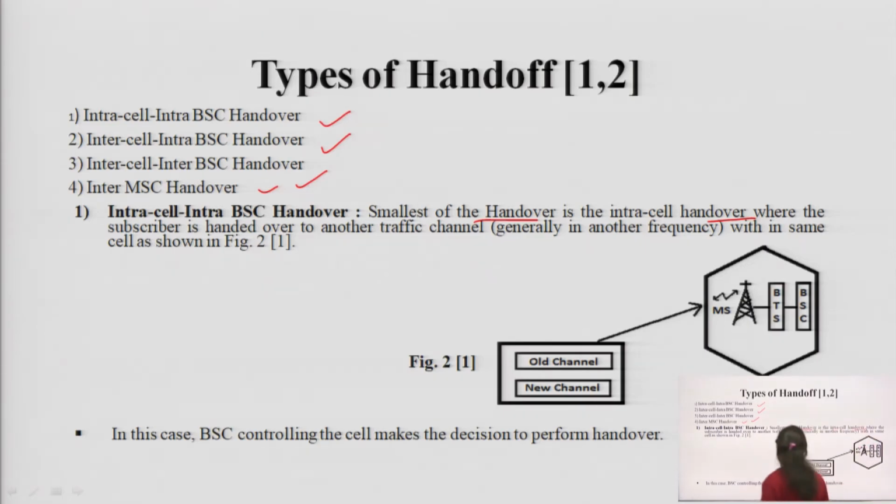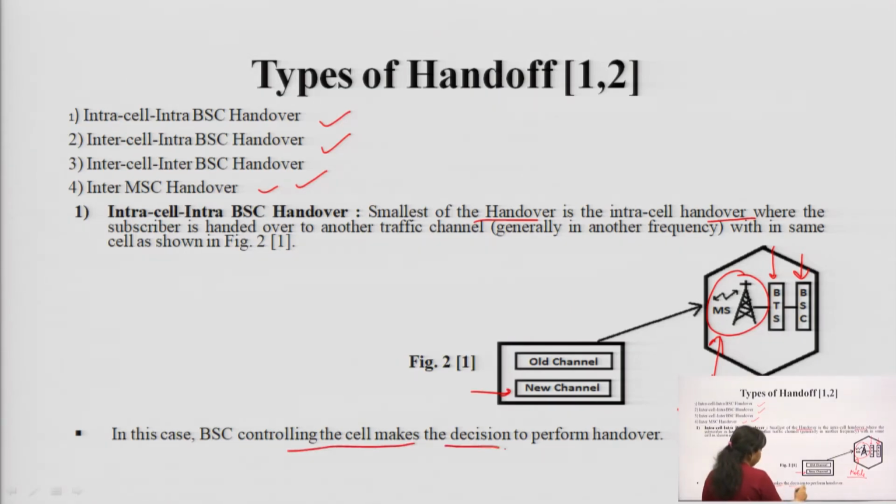So, you can see in this diagram that this is a cell which consists of a BSC, that is the base station controller, which comes under this BTS, that is base transceiver station. Then it is covered by this MS, that is the mobile station, that is mobile. Okay, so you can see that the signals will be transferred from the old channel to the new channel, which is covered under the same cell. So, in this case the BSC controlling the cell makes a decision to perform the handover. So, this is the concept of intra cell intra BSC handover.